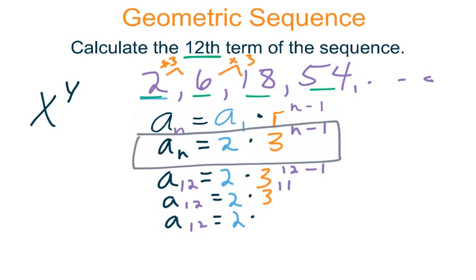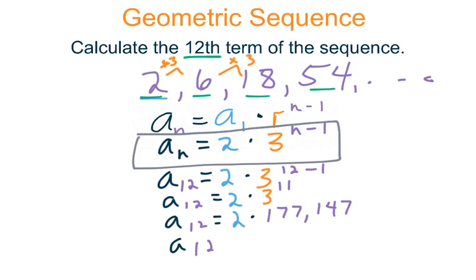Again, hit 3, find this button right over here, x to the y, and after you hit that, type in the 11, because we're raising this to the 11th power, and you should get this number right over here: 177,147. I told you it's going to be a big number. To finish out, all we need to do now is multiply that number times 2.